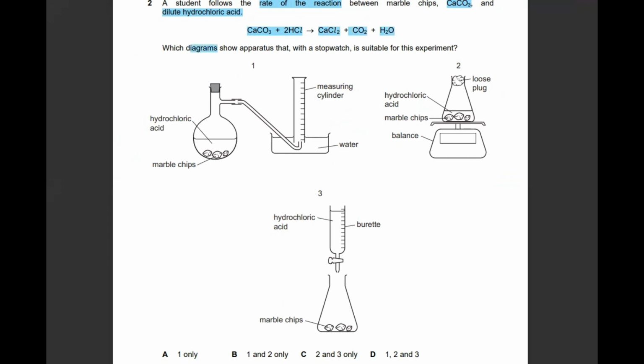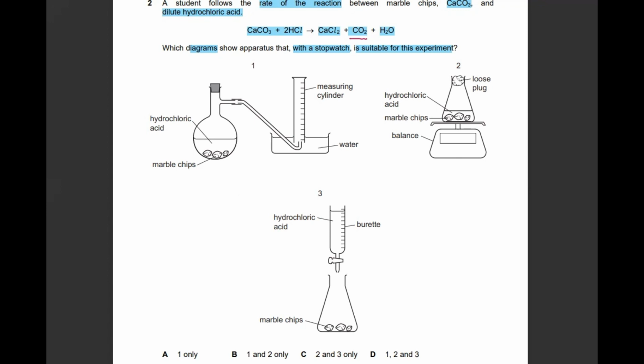Now, which diagrams with a stopwatch are suitable for the experiment? They're asking with which setup you are going to need the stopwatch, and why do you need the stopwatch to measure the time? So it's a gas collection. We are getting a gas here, the carbon dioxide. So the volume collected against time, you have to have the data, or the calcium carbonate being used up against time. So two things you can measure here to check the rate.